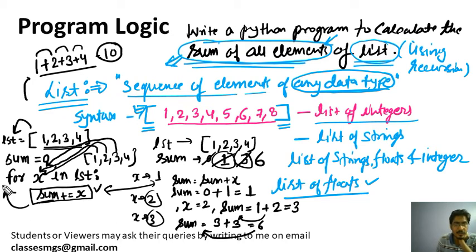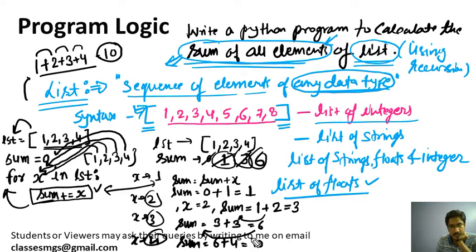Now again the for loop iterates over the values, and this time x becomes 4. Now sum equals, what will be the value? Sum plus x. Sum is already 6 plus x's value, which is 4. 6 plus 4 is 10. So sum's new value will become 10.